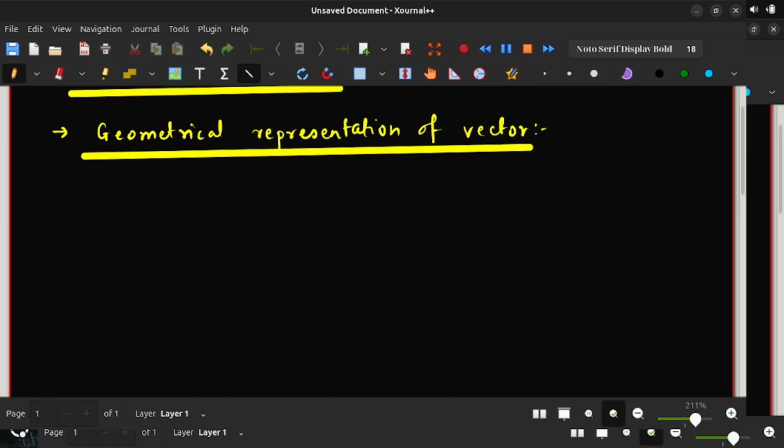And the way in which we think about it is, this is the kind of thing that you should think about: a tail and a head. This arrowhead is what it is. This is called a vector. This is the arrowhead and this is the tail of the vector.